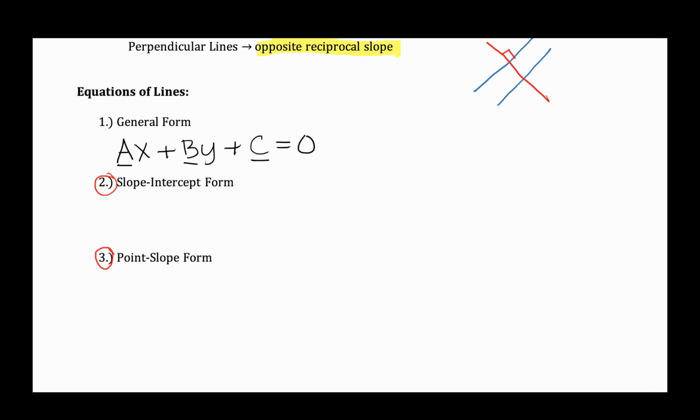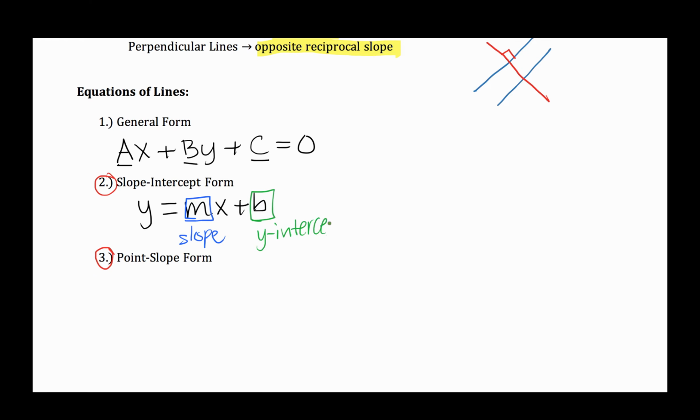The slope-intercept form and the point-slope form are the two that are the most helpful in terms of graphing a line. So the slope-intercept form is the one you're most familiar with. That's y equals mx plus b. The slope is the m, and the b represents the y-intercept of this graph.